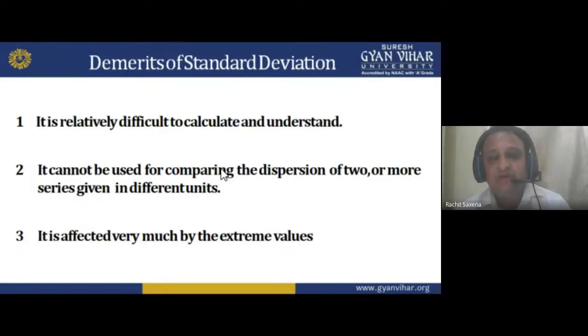If I talk about the demerits, it is relatively difficult to calculate and understand. Why is it relatively difficult? Now I'll show you in examples. In this, my dear student, the calculation is very high. Calculation means I have to calculate so many things. I have to take a mean, then the range of it, then put it in the formula and then calculate.